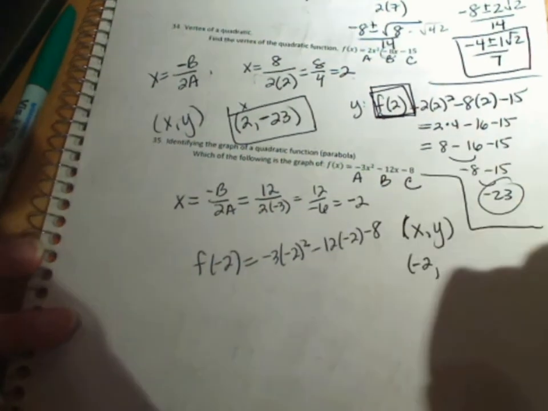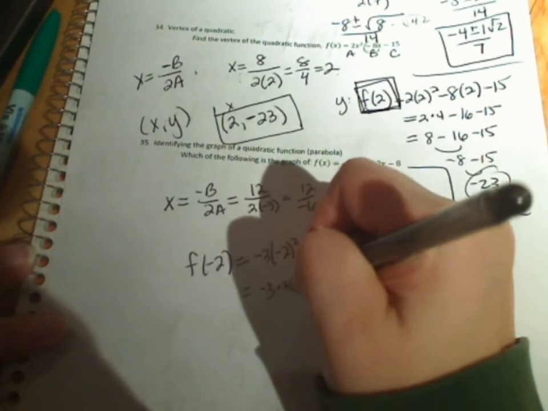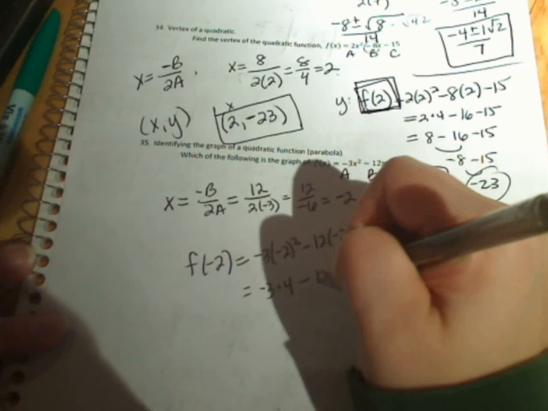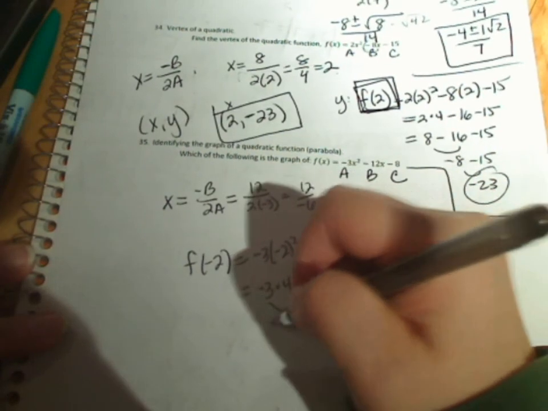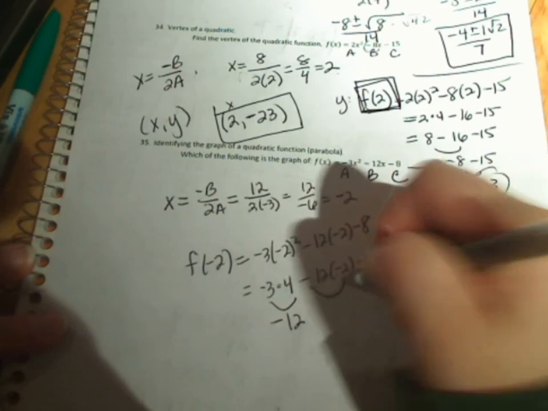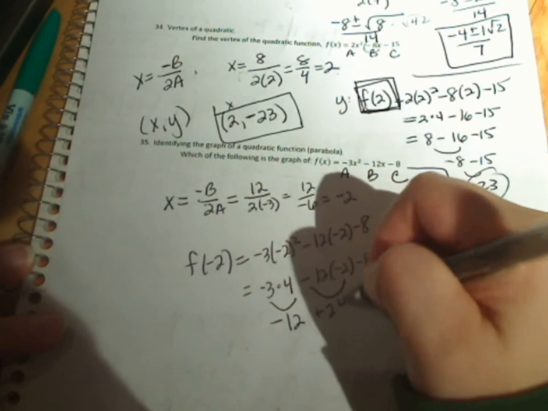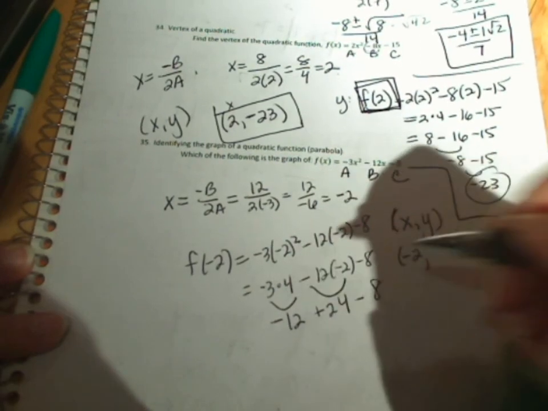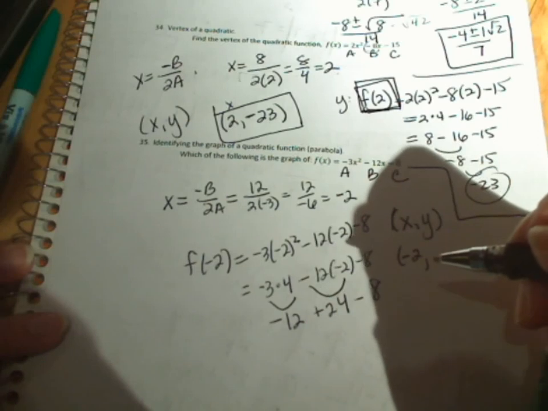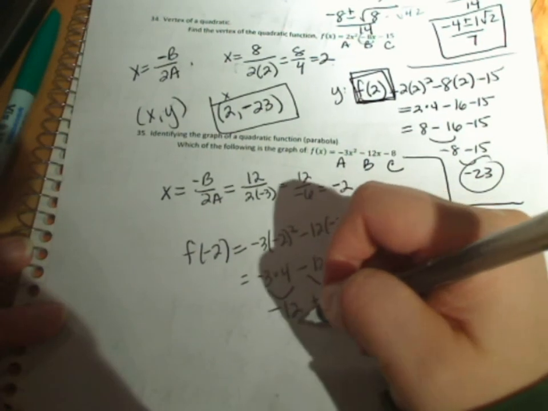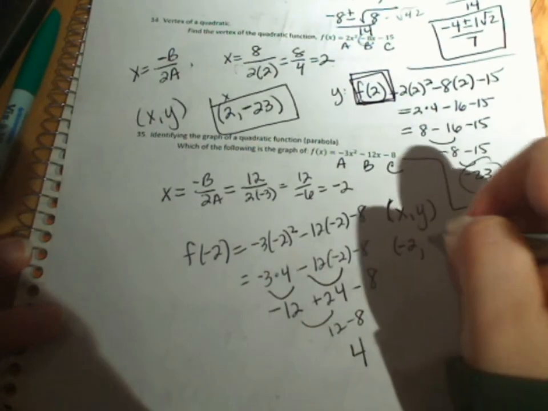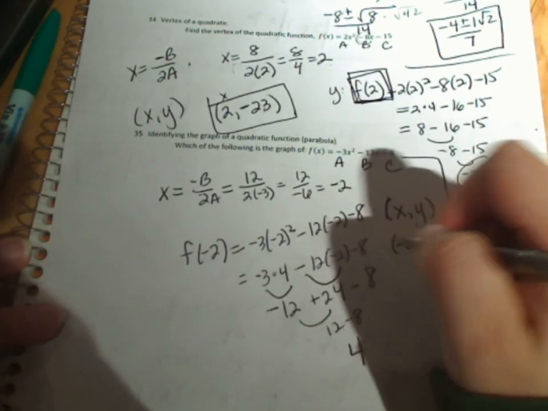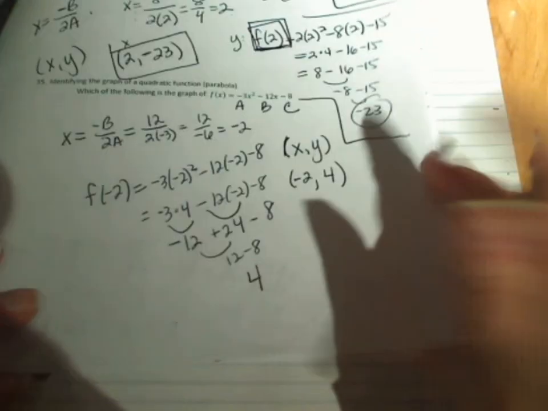Be very careful with your negatives. Negative 2 squared is 4. You have these two to multiply here to get negative 12. These two to multiply here to get positive 24. And then subtract 8. And then we have 12 here minus 8, which leaves me with 4 for my y value. So that is your vertex for the graph.